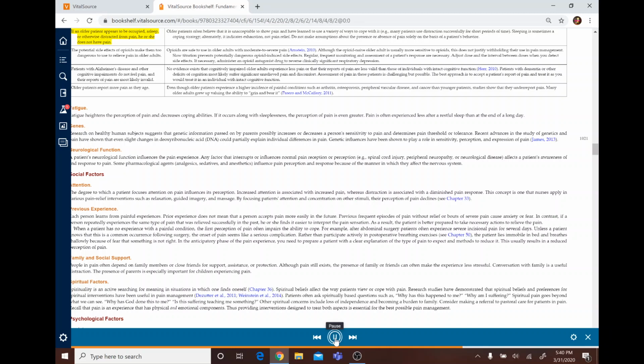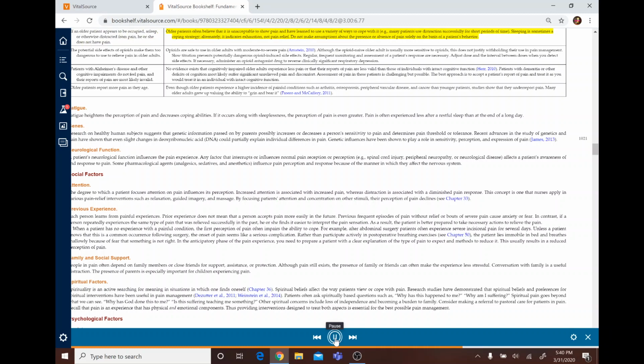Misconception: if an older patient appears to be occupied, asleep, or otherwise distracted from pain, he or she does not have pain. Correction: older patients often believe that it is unacceptable to show pain and have learned to use a variety of ways to cope with it. Example: many patients use distraction successfully for short periods of time. Sleeping is sometimes a coping strategy. Alternately, it indicates exhaustion, not pain relief. Do not make assumptions about the presence or absence of pain solely on the basis of a patient's behavior.